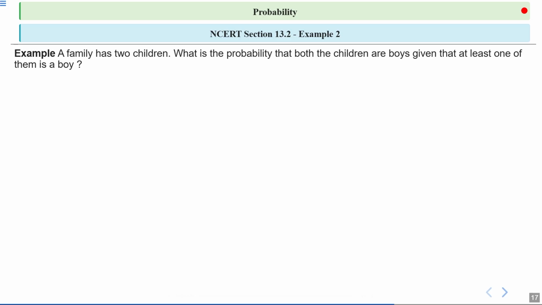Next example, NCERT section 13.2 example 2, which says a family has 2 children. What is the probability that both the children are boys given that at least one of them is a boy? Let's see how we can solve this.